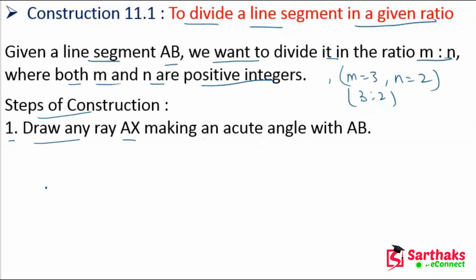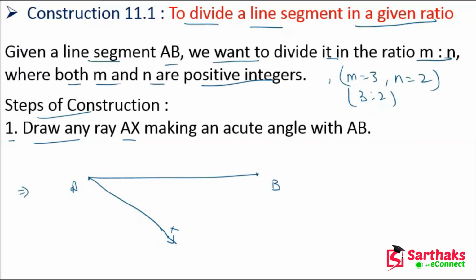Let's suppose we have a line segment AB, and we have to divide this line in the ratio 3:2. For this we have to draw ray AX. This is ray AX, drawn with the help of a ruler.